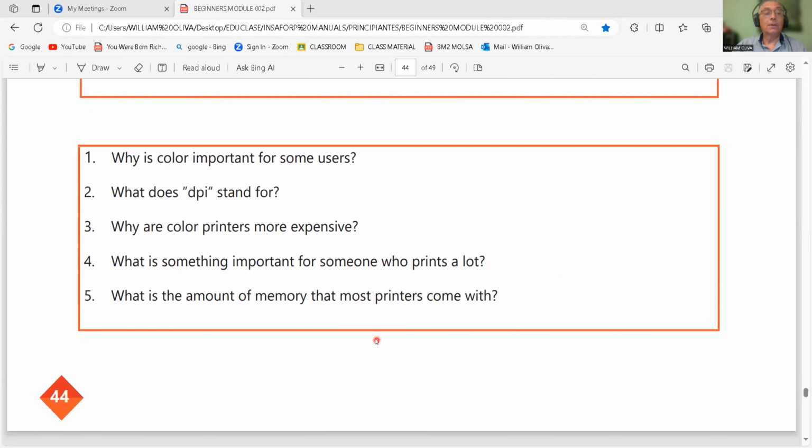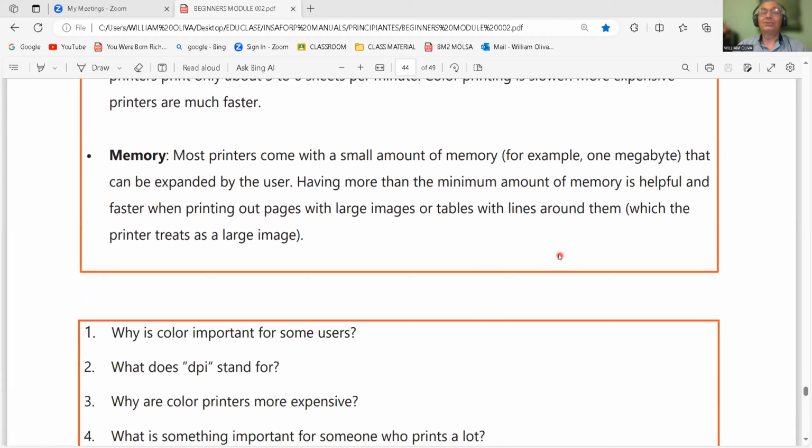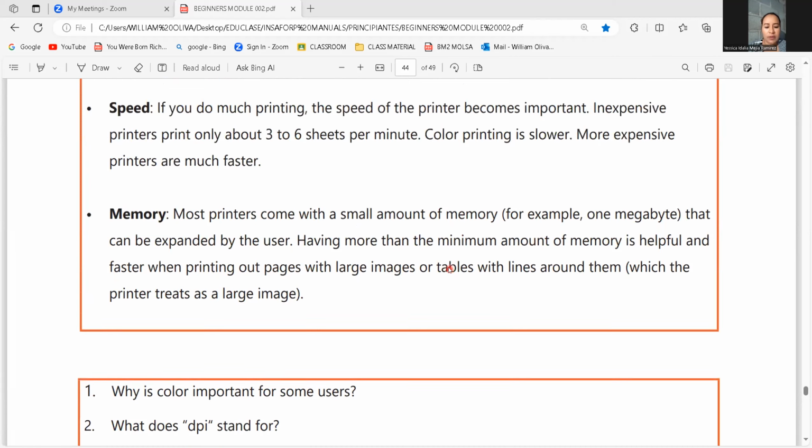Let's go to the next. What is something important for somebody who prints a lot? The speed of the printer. The speed, correct. Number 5. What is the amount of memory that most printers come with? No, we don't remember numbers. Most printers come with a small amount of memory, for example, 1 megabyte. Right. 1 megabyte. Yes.